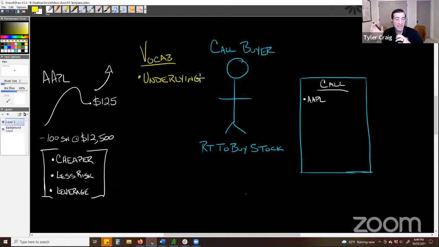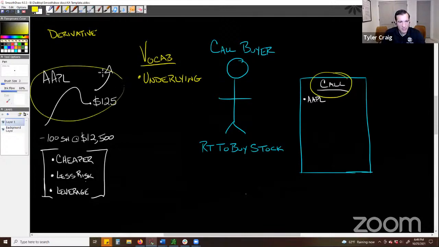So just as a side note, options are sometimes referred to as derivatives. I'm actually going to put that up here. An option is a derivative. It derives its value from something else. And so the reason a call option on Apple has value is because Apple stock has value. We're building this agreement off of some underlying asset. So Apple is the underlying. Okay, that's the stock that I have the right to buy.